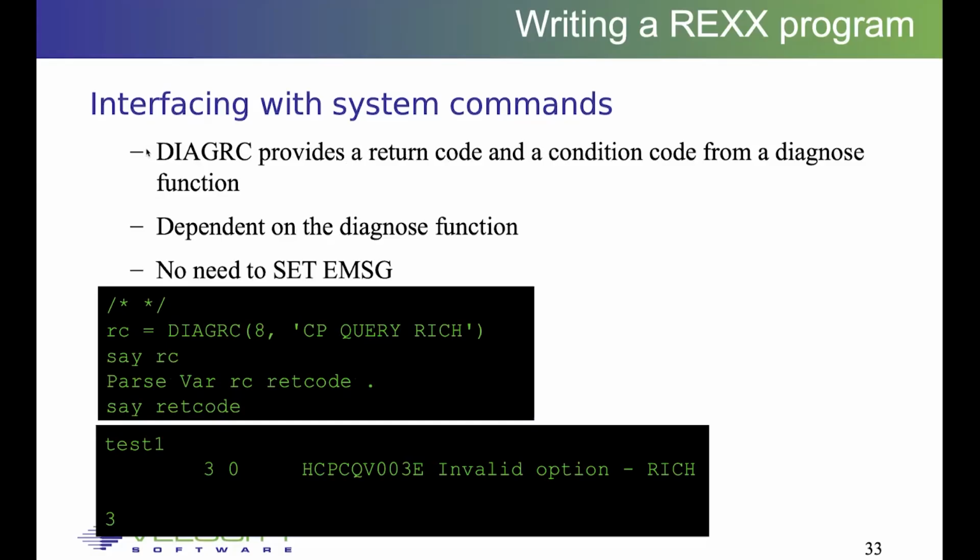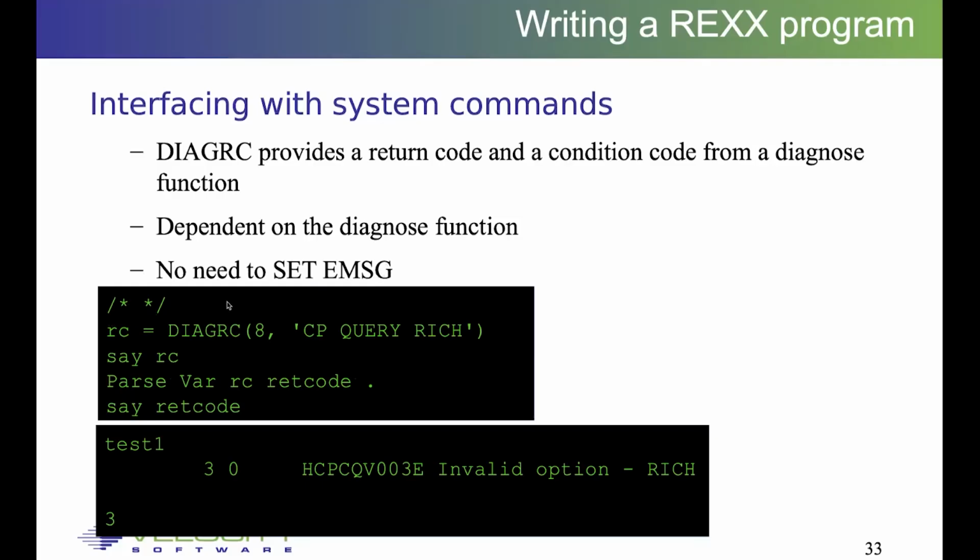Now, back to diag, the diag variants, there's a DIAG_RC function that provides a return code and a condition code from a diagnose function. And the return code and condition code are dependent on the function itself. So you have to read up on how those diagnose functions work. In this case, there is no need to set EMSG. And for these options, I turned EMSG back on just to be complete about it.